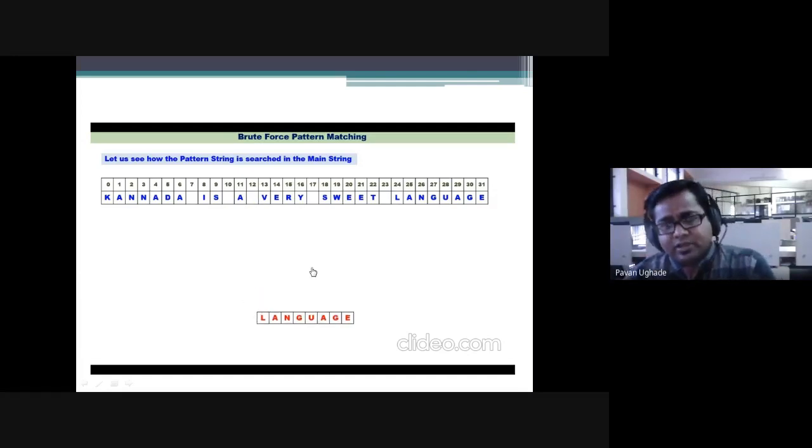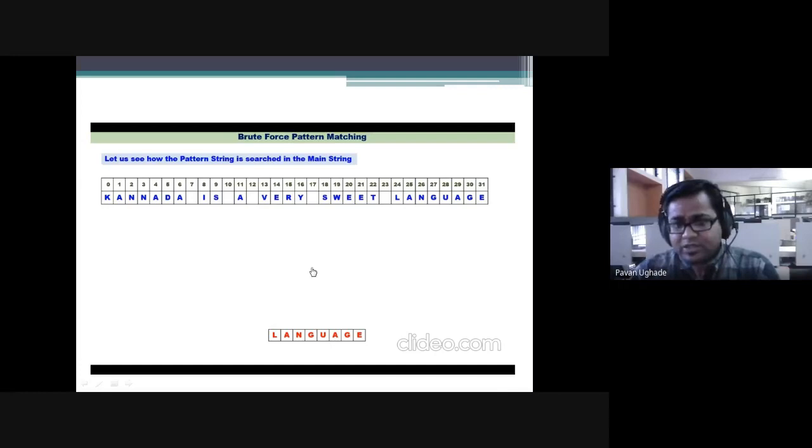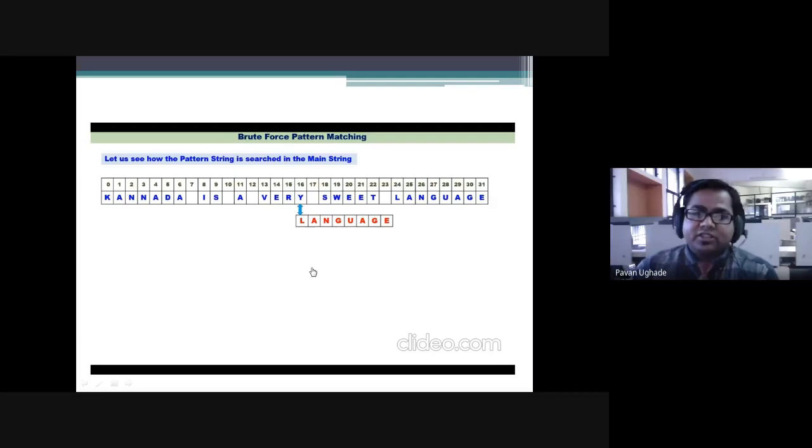Can anybody tell me, if I apply the indexing t comma language, what will be the answer for my query, where this will be available from? 24. It is 24, right? Now what is happening here is called brute forcing. We are checking each and everything. You might have heard the word brute force: all the possible combinations we have to check. So we are checking linearly whether this is matching, whether this is matching.